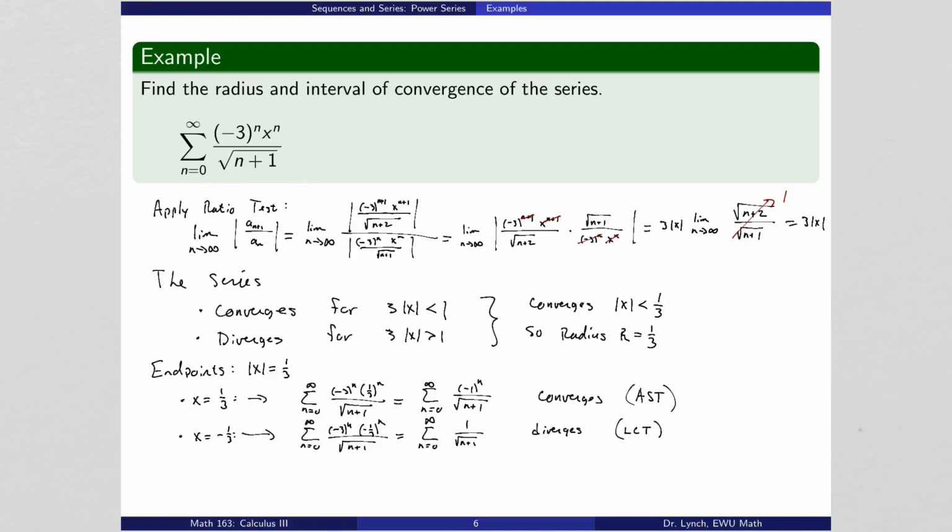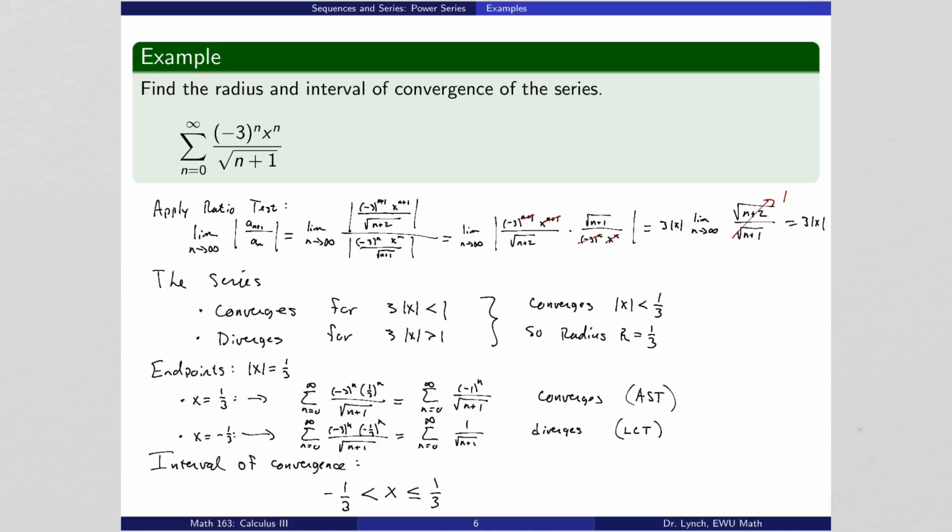Now, of course, we can just substitute that in. I'll leave it to you to verify that when x is equal to 1/3, we're left with a series that's convergent by the alternating series test, and when x is equal to minus 1/3, we're left with a series that diverges by the limit comparison test. Okay, so here we're just testing an alternating series or a series with positive terms by our methods from earlier in the chapter. So here is the interval of convergence. The interval of convergence is minus 1/3 less than x less than or equal to 1/3.